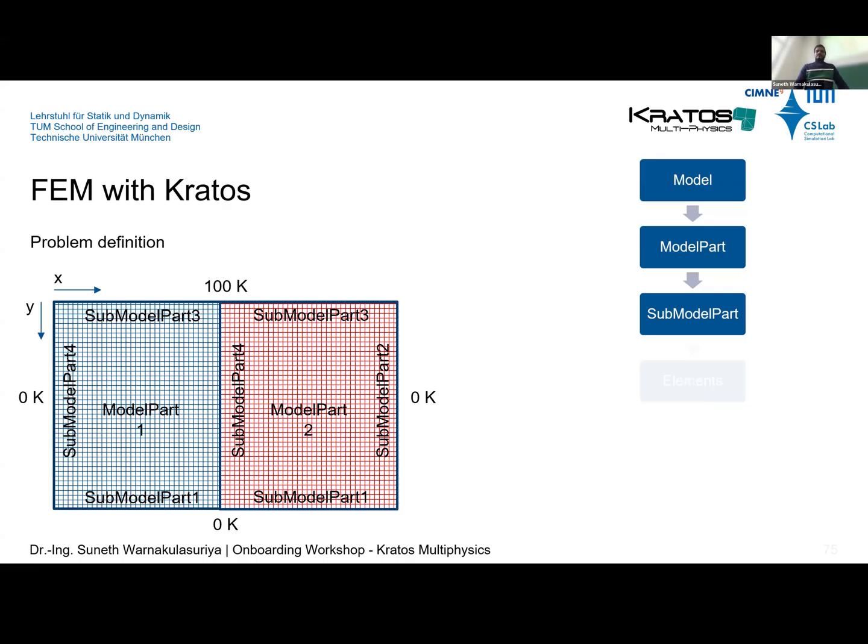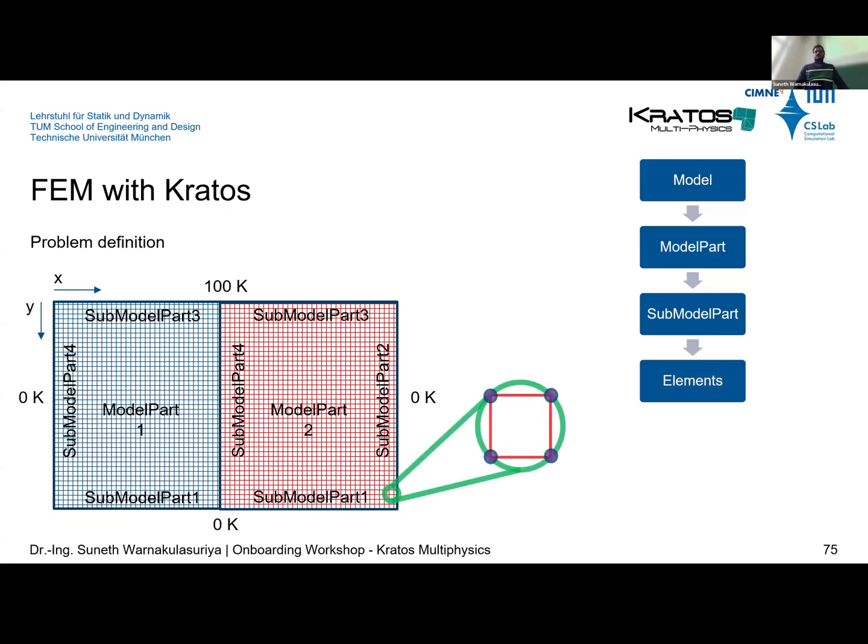Then in a submodel part or in a model part, you can have elements. So an element can be something like this. Each element can be a quad or a triangle or a hexahedron, we don't care. So it will have different types of elements.